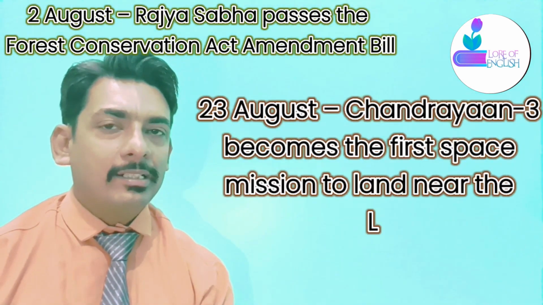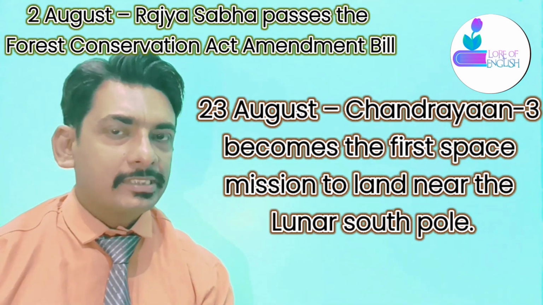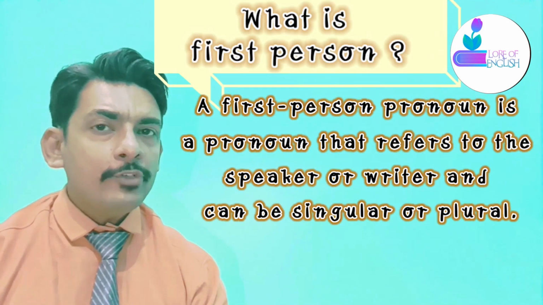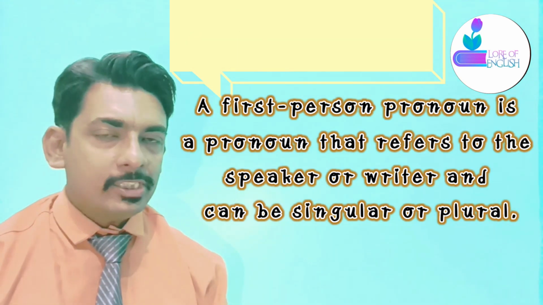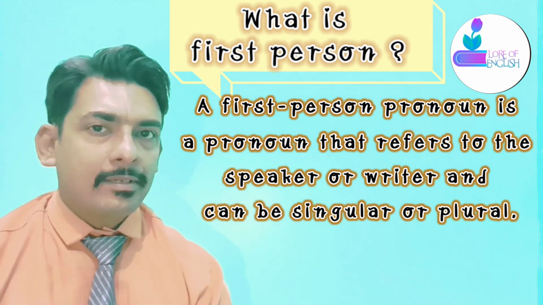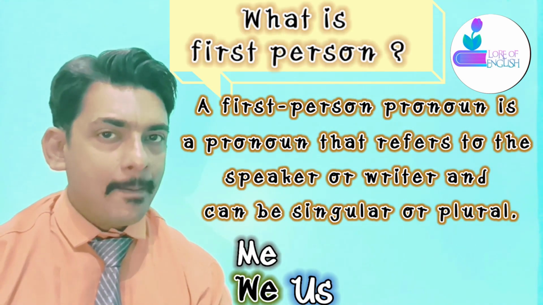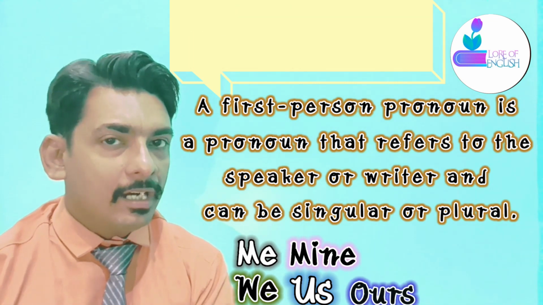Now we will try to understand about first person, second person and third person in detail. What do we mean by first person? First person is the person speaking in the sentence. I, we, me, us, mine and ours.